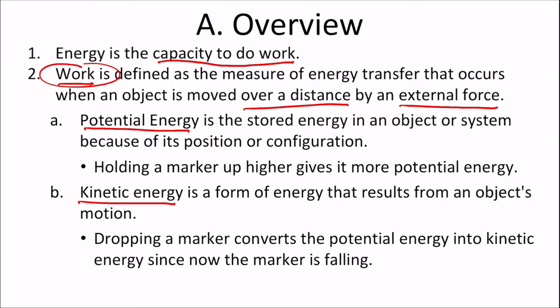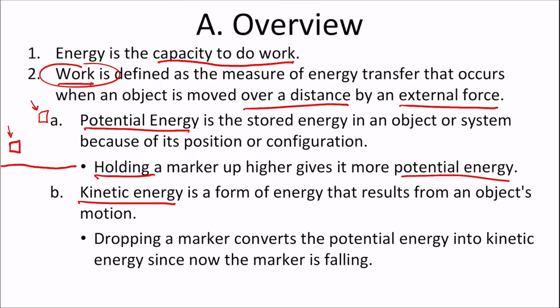Potential energy is the stored energy in an object or system because of its position or configuration. So if this is the ground and you hold up two objects, this object is going to have less potential energy because it's closer to the ground, and this object is going to have more potential energy because it's further from the ground. Some chemicals have more potential energy because maybe they're unstable, and if you ignite them, they explode. Other chemicals have less potential energy because the same thing wouldn't be true for them. So holding a marker up higher gives it more potential energy.